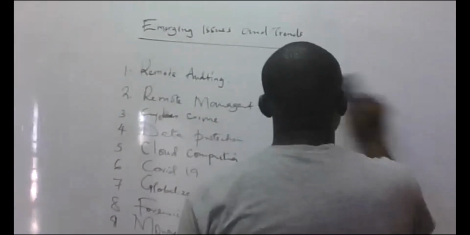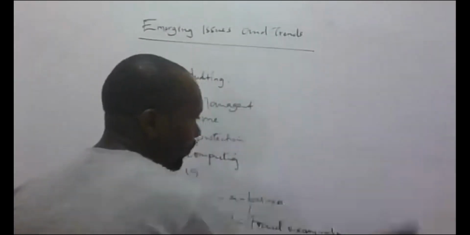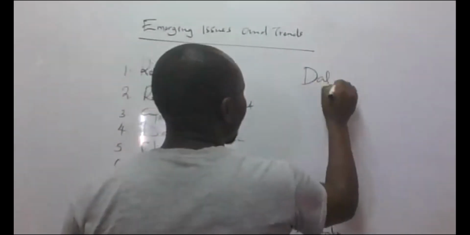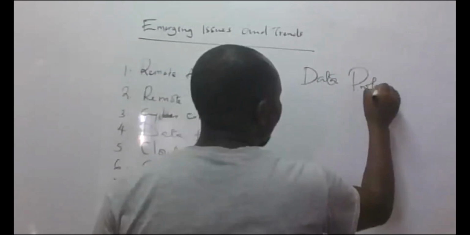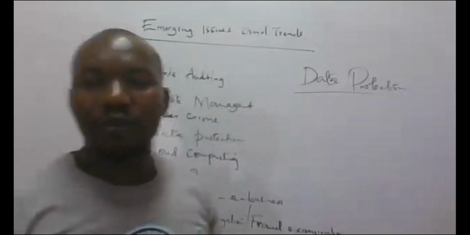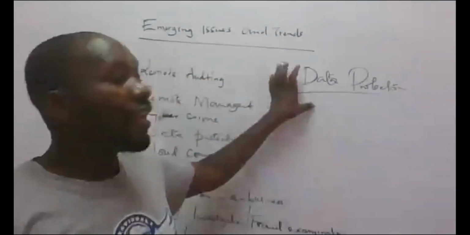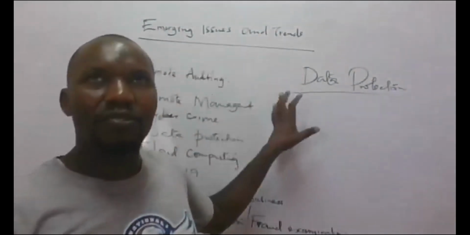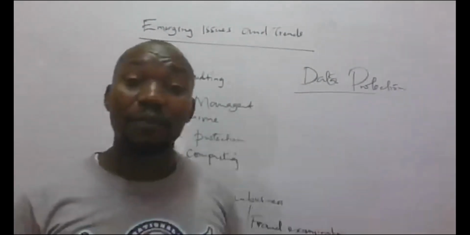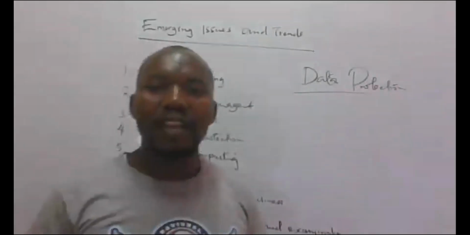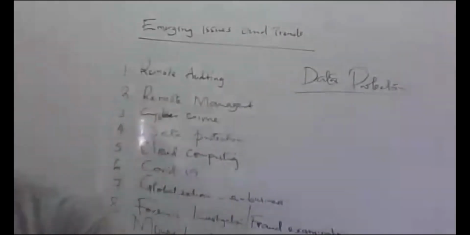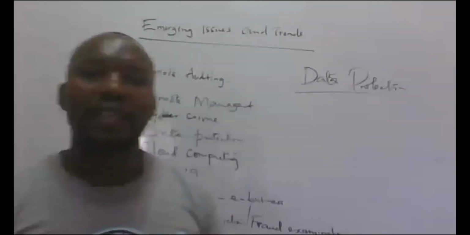Then now, another current trend is about data protection. This one is a very wide area that is very important. Today, the Kenyan government, I think in 2019, yes, they passed the Data Protection Act. Most countries are now passing such acts.